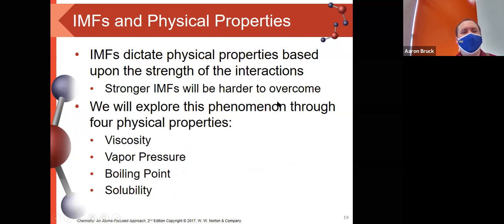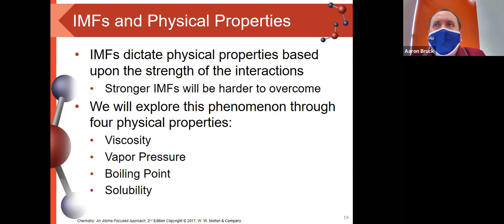So let's start to apply these to our discussions of physical properties. What we need to know is that intermolecular forces will dictate physical properties based upon the strength of the interactions of the molecules with each other. The stronger the intermolecular forces are, the harder those forces will be to overcome.